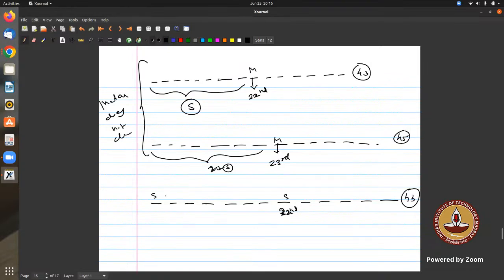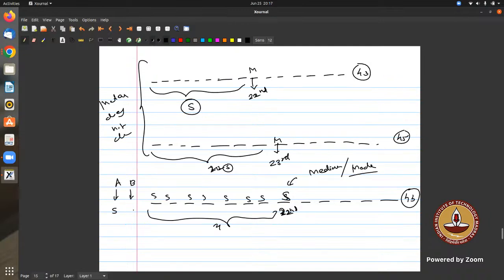Suppose in the 43, the 22nd observation is S. Yes. So all 21 are S plus the 22nd is also S, right? So this is the median. Also this is the mode. So now A will choose the mode, which is S. And B will also choose the median, which is S. What will happen then? The median will change or not?